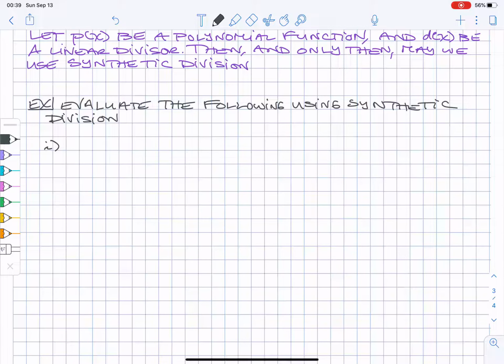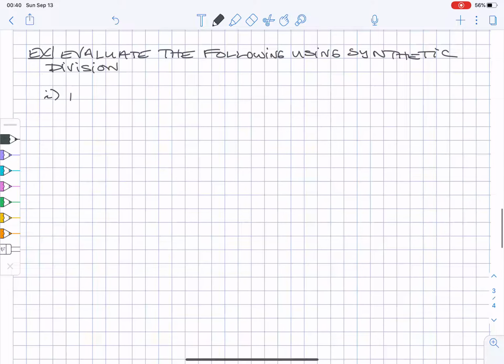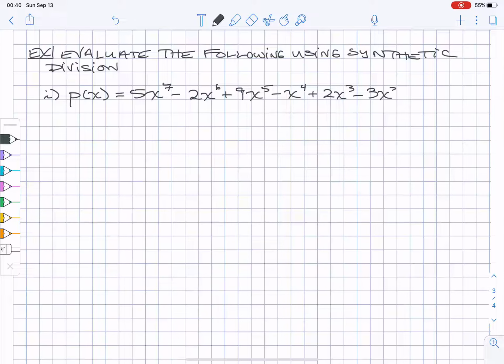Actually, let me make one up for number 1. So let's have p of x be 5x to the 7th minus 2x to the 6th plus 9x to the 5th minus x to the 4th plus 2x cubed minus 3x squared plus 5x minus 1. Let's have d of x be equal to x plus 1.